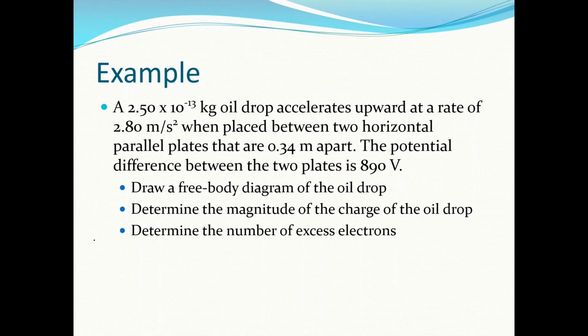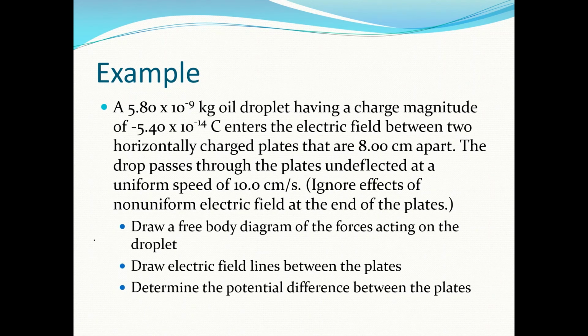So we have a couple more questions that we're going to do. So we have this one here. We have another oil droplet having a charge and magnitude. So this one tells us it's negative. It enters an electric field between plates that are 8 centimeters apart. The drop passes through undeflected. So that's a really key thing right there. If it passes through undeflected, that means that we're going to have equal forces. Okay, nice uniform speed. Excellent.